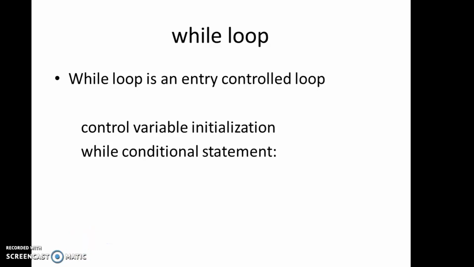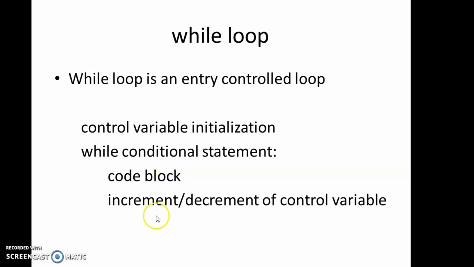So first, a control variable initialization. That means the variable which is going to be used in the conditional statement is to be initialized before entering into the loop. Next, we are checking the conditional statement. While the conditional statement is true, this code block, which means a group of statements, may be a single statement or more than a single statement, will be executed.